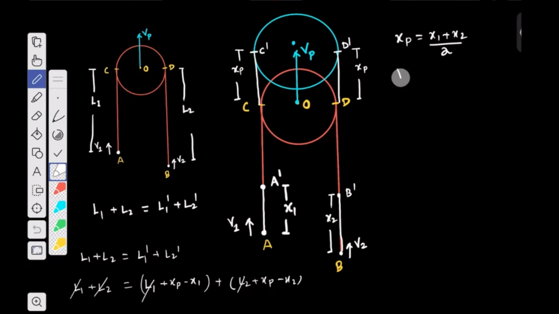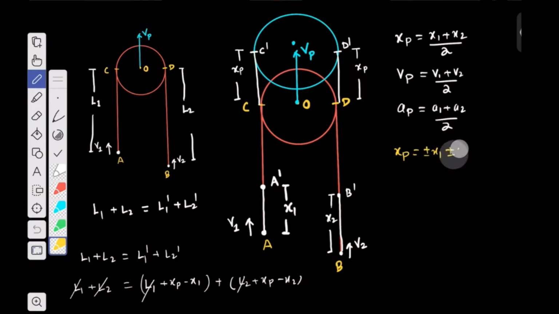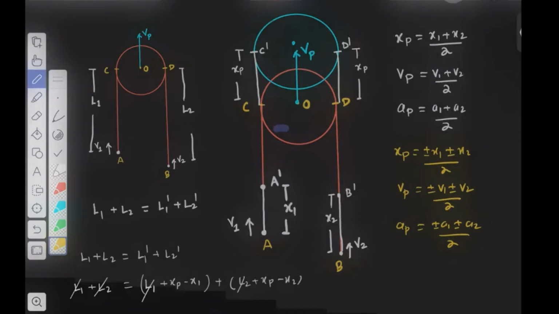Then you differentiate it, and I get Vp equal to (V1 plus V2) by 2. Then again I differentiate it, and I get Ap equal to (A1 plus A2) by 2. So in general, we write xp equal to (plus minus x1 plus minus x2) by 2, Vp equal to (plus minus V1 plus minus V2) by 2, and Ap equal to (plus minus A1 plus minus A2) by 2. When to use plus and when to use minus, we will see in the next example. I'll say this thing, so no need to copy.